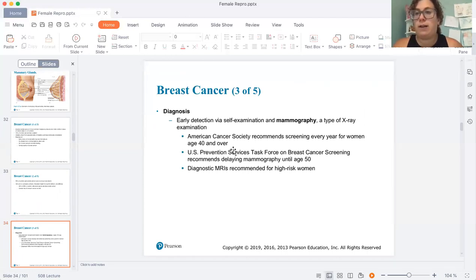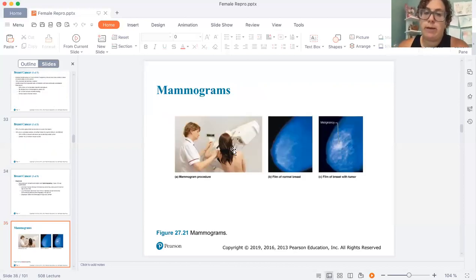If I'm doing a clinical breast exam and I happen to notice a mass, I will always order an ultrasound to confirm it. For really high-risk women, we do diagnostic MRIs, which are much more detailed and specific. On a mammogram, yes, we are squishing the breast between two giant glass plates, because we need to see that surface as much as we can.